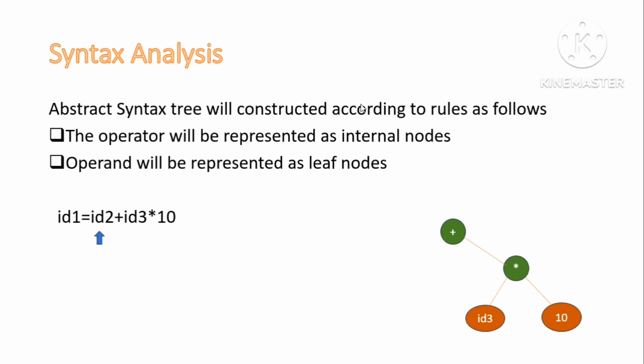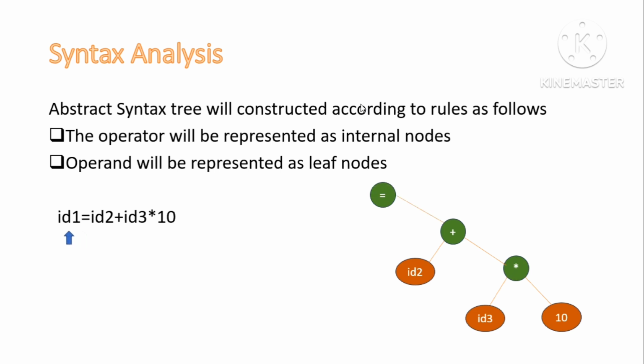So the ID2 operand has to be represented as a leaf node. Now see here, ID2 is represented as a leaf node, so it is placed on the left side of plus. Now when we again move to the left side, you can see equal to is called an operator, so it has to be represented as an internal node. So equal to is an operator, and it is represented as an internal node.